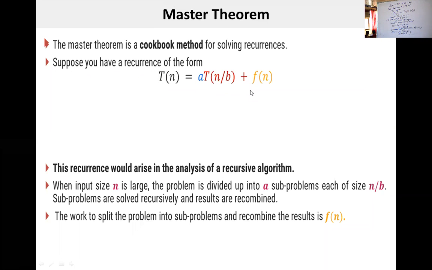This master theorem we have done already when we did the quicksort analysis. The recurrence would have arisen in the analysis of any recursive algorithm when the input of size n is large enough. Then the problem is divided into a subproblems, each of size n by b, and the subproblems are solved recursively and the results are recombined. The work to split the problem into subproblems and recombine the result is called f(n).